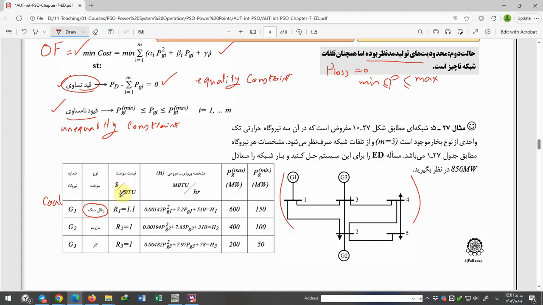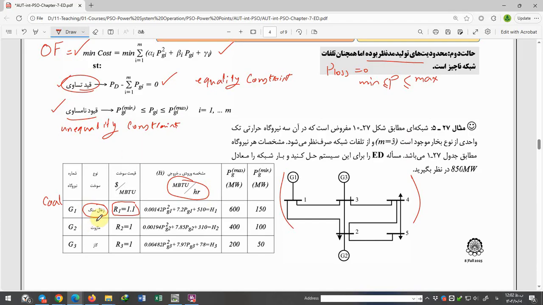The rate R1 is 1.1. This rate is the changing R. We used R to change megabtu per hour to dollar per hour. The megabtu per hour is here. This is a heat rate, and the maximum of active power generator is here and minimum is here. But also P loss is considered 0 as before.